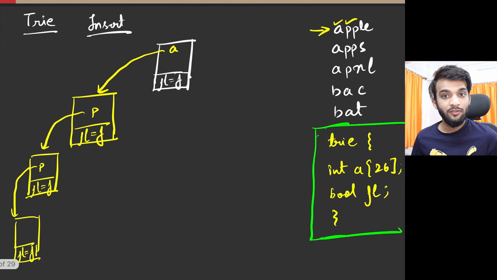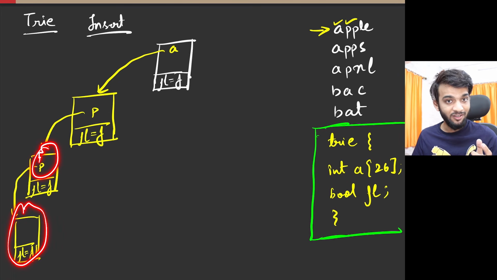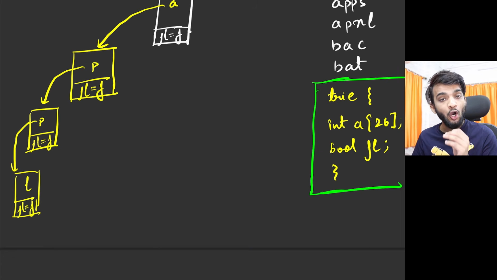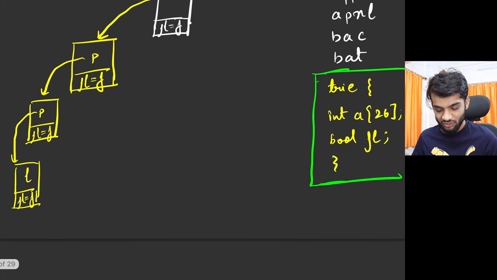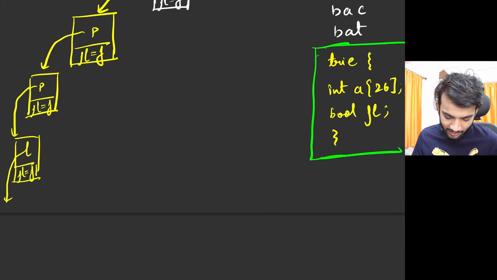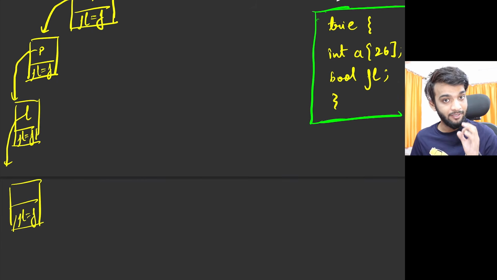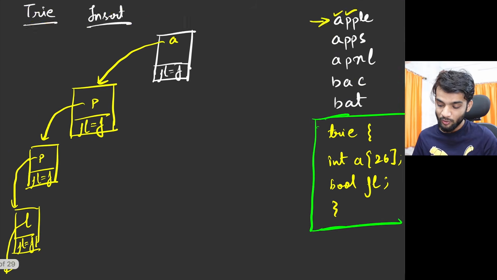What's the next alphabet? That's L. Now where are you? You are over here. Who's the reference trie? Here. Does there exist a L? No. So what you'll do is you'll simply take L and you will insert it onto the reference trie of P. Insert it and make sure you create another reference trie for this, and that reference trie will be having again flag as false, and this will be the reference trie. So L is also done.